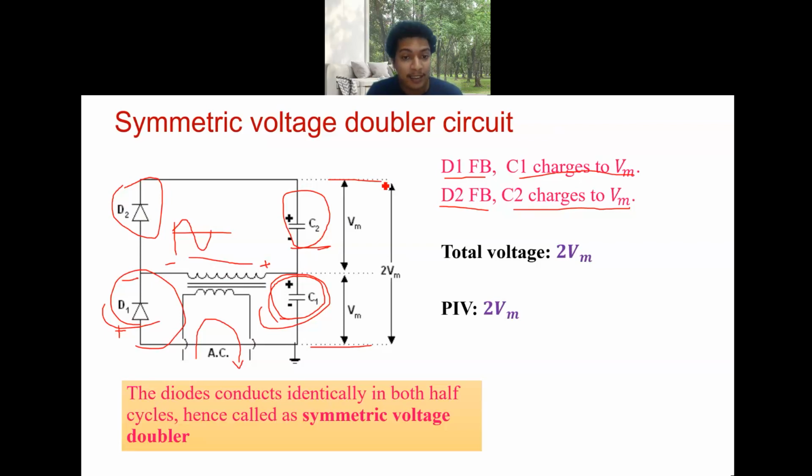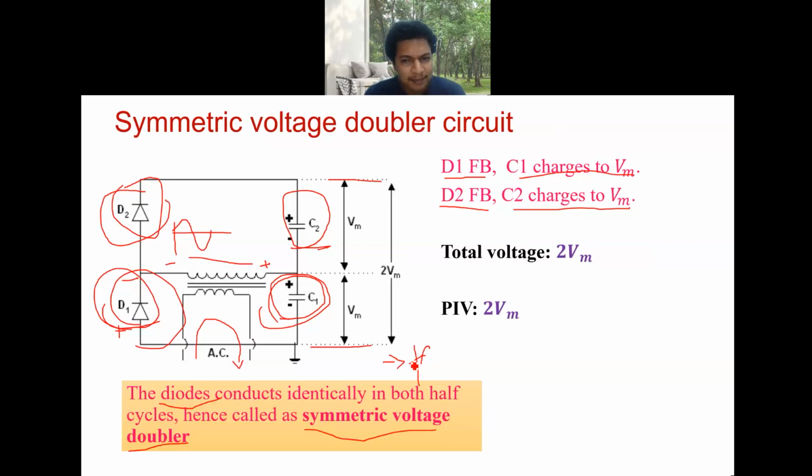So why is it called symmetric? The term symmetric is used because, as you can see here, in the positive half cycle one diode conducts, and in the negative half cycle the other one conducts. This identical conduction of the diodes is not like our Cockcroft-Walton circuit. Because of that, this is called the symmetric voltage doubler. The main point is that due to the symmetric conduction of the two diodes in the positive as well as the negative half cycle, you don't have transformer core saturation here. That is one main factor.